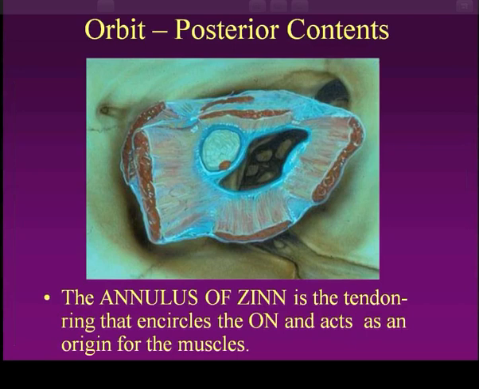Inside the orbit, you have the ocular muscles and the optic nerve originating. All the muscles insert on the annulus of Zinn, controlling the eye movement, the origin of the muscles, and a lot of cranial nerves and the optic nerve pass through this area.